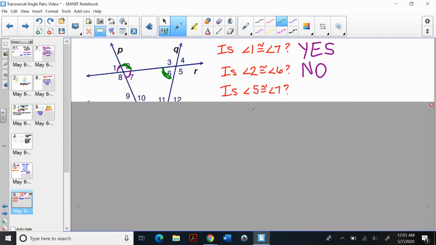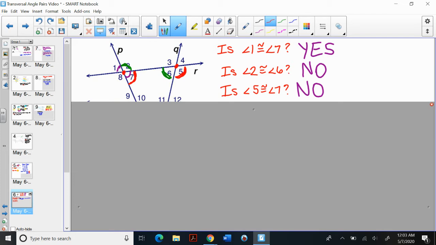What do you think? Is angle 5 congruent to angle 7? All right, and that is also a big fat no. They are going to be called corresponding angles. So if we put those in red, this is the bottom right corner of this intersection of the line with the transversal, and then this is the bottom right corner of the line P with the transversal. However, because P and Q are not parallel, we cannot assume that angle 5 and angle 7 are congruent.